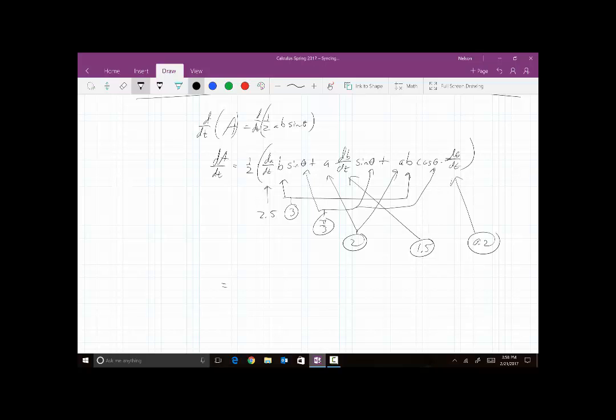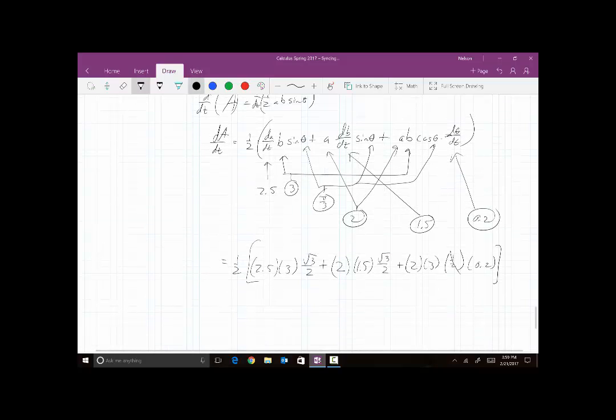So this is going to be 1/2 times 2.5 times 3 times the sine of pi over 3, which is root 3 over 2, plus A is 2, dB/dt is 1.5, then the sine of pi over 3 is root 3 over 2, and then plus A is 2, B is 3, and the cosine of theta, that's 1/2, times 0.2. So 1/2 and the 2 is gone, this over 2 is gone.